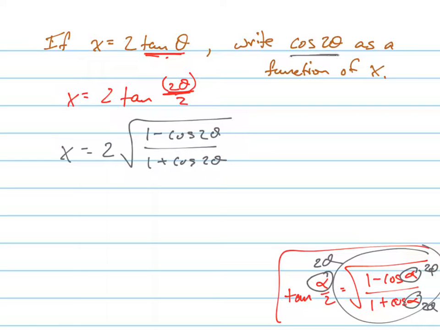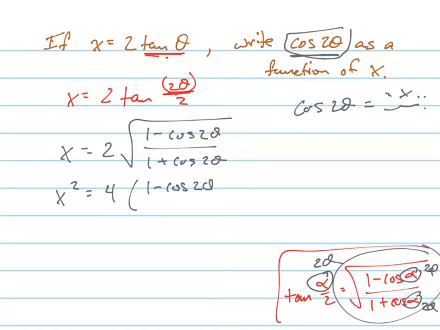Now it says write cosine 2 theta as a function of x. We have x written as a function of cosine 2 theta, but they want us to write this as a function of x, meaning put that by itself and you got x's in some function over there. So we actually have to turn this around, kind of like solving for x instead of y in a problem. So let's do that. Let's square both sides. So you get x squared equals 4 times 1 minus cosine 2 theta over 1 plus cosine 2 theta.